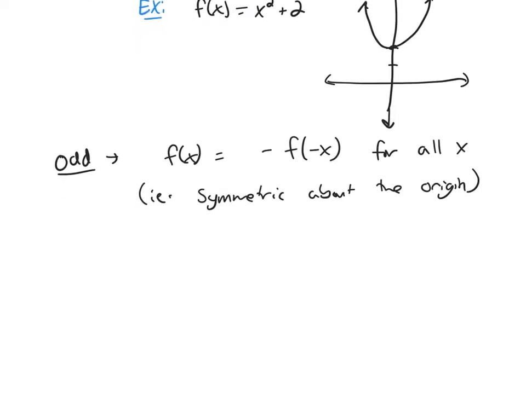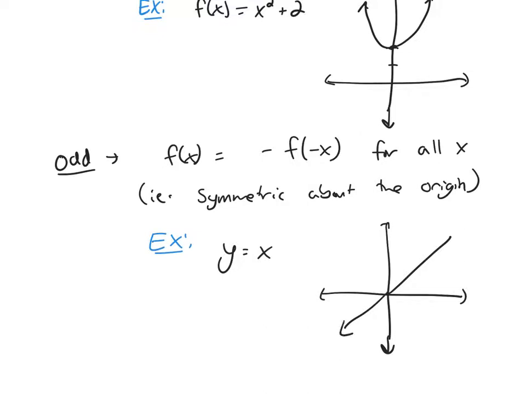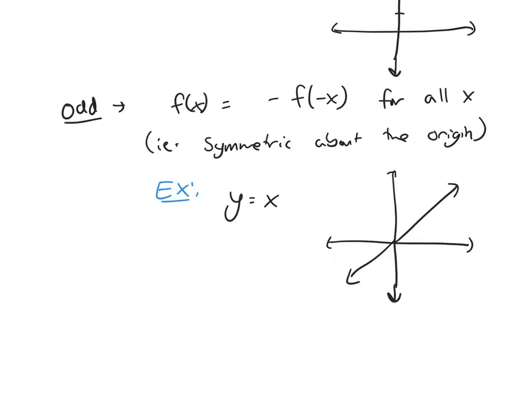So let's look at an example here. An example here would be the function y equals x. So that's the line with slope 1 through the origin. And a way you can see symmetric about the origin is you rotate it 180 degrees about the origin and it stays the same.